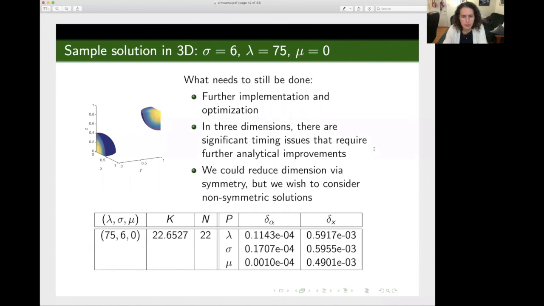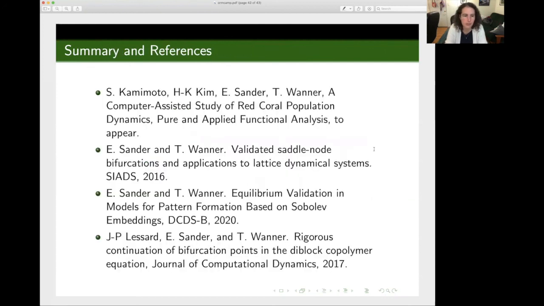And then, Vandenberg and Williams considered reducing dimension via symmetry, and that's something that we could do. But if we wanted to consider non-symmetric equations, then non-symmetric solutions, then we wouldn't want to do that. And so we haven't experimented with choosing symmetric solutions, but that could fit into this framework. And I'll go ahead and stop with this. Here are some references, and thank you.